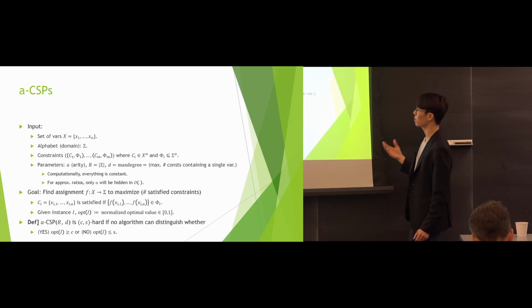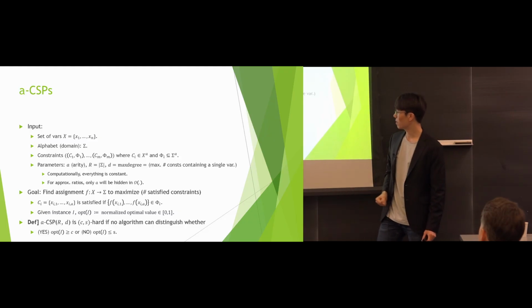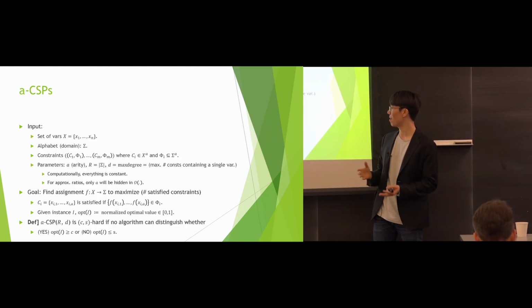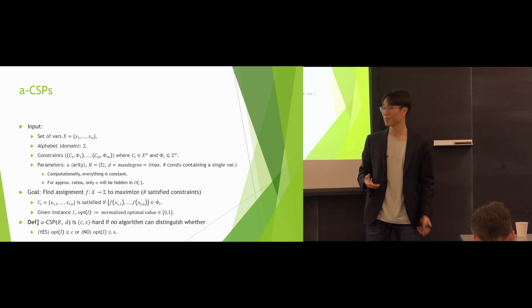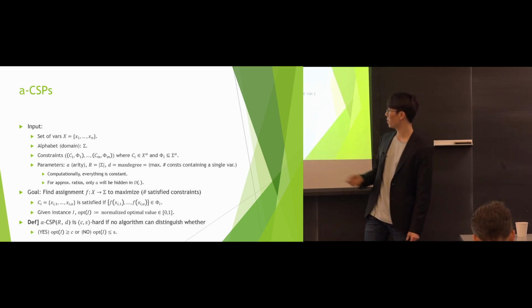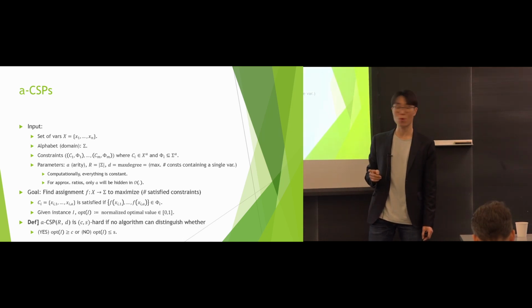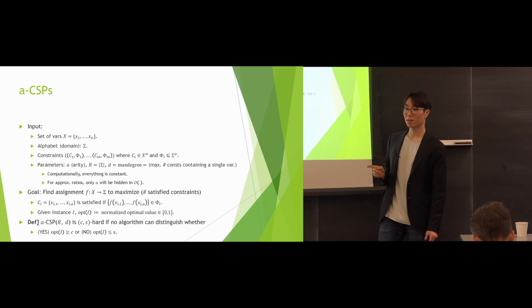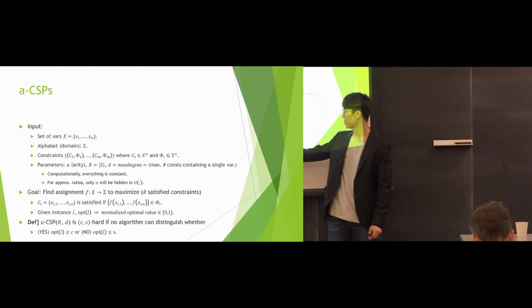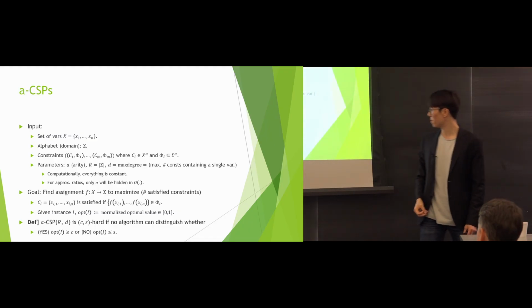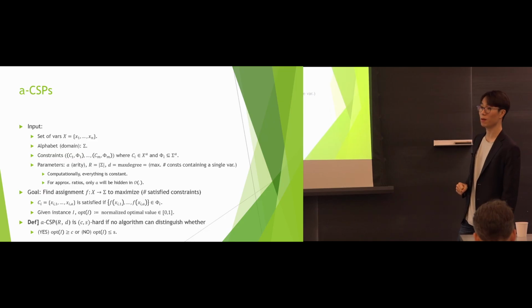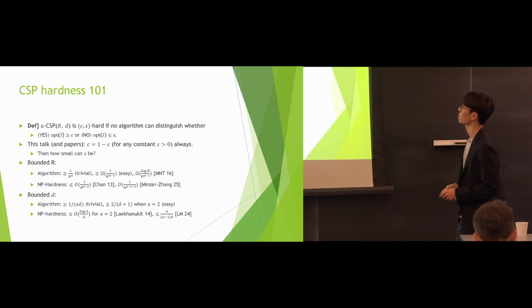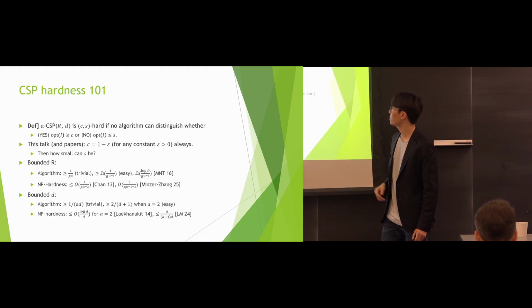And of course, this is a hardness talk, so let me define a notion for hardness. We're going to say A-CSP with parameters R, D is (C, S)-hard if, under some reasonable assumption, no polynomial time algorithm can distinguish whether the optimal value is greater than C or less than S. I just want to use short letters for the hardness. That's our definition of hardness, and we want to establish some (C, S)-hardness for some CSPs.